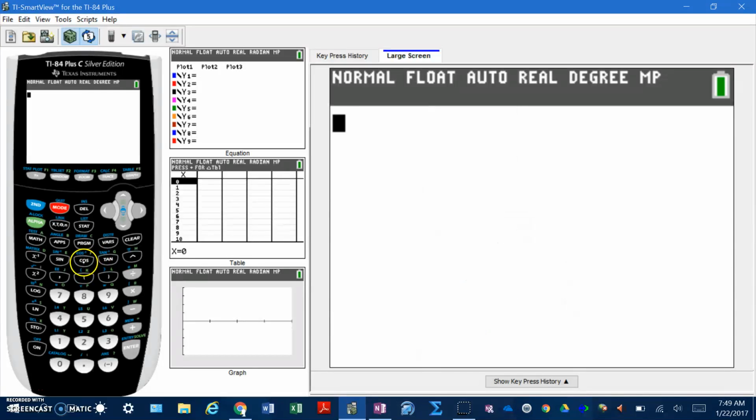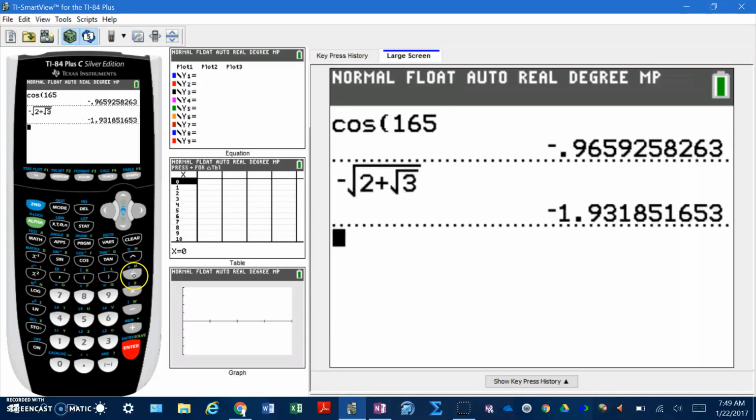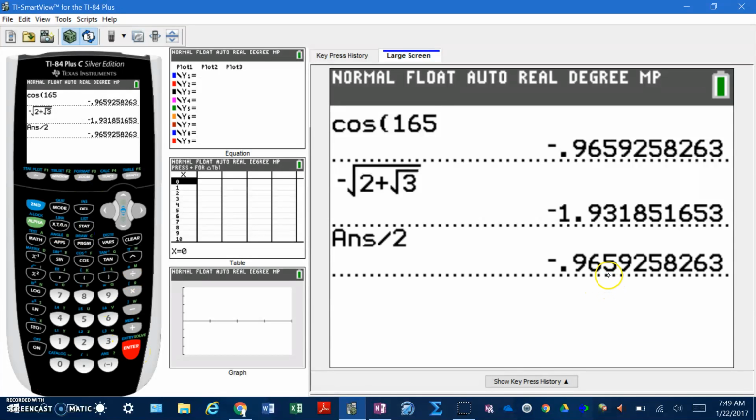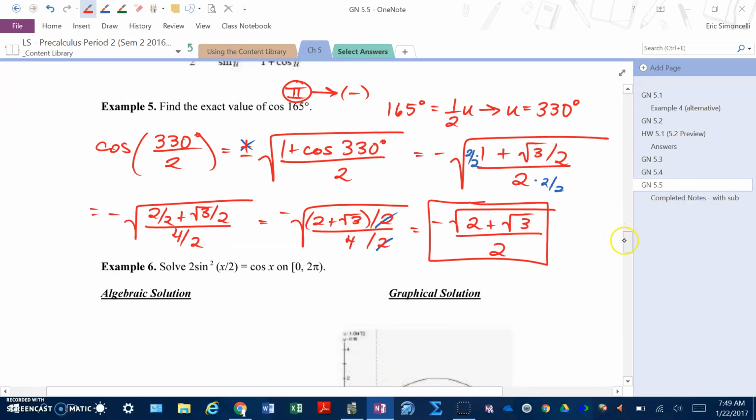And we can go ahead and see, after typing in the cosine of 165, and then typing in negative square root 2 plus square root 3, I'll hit enter on that, and then divide that by 2. So that should in fact be the same thing. The cosine of 165 is this decimal, negative 0.9659, which we also proved using the exact value answer we came up with. Let's move on to example 6.